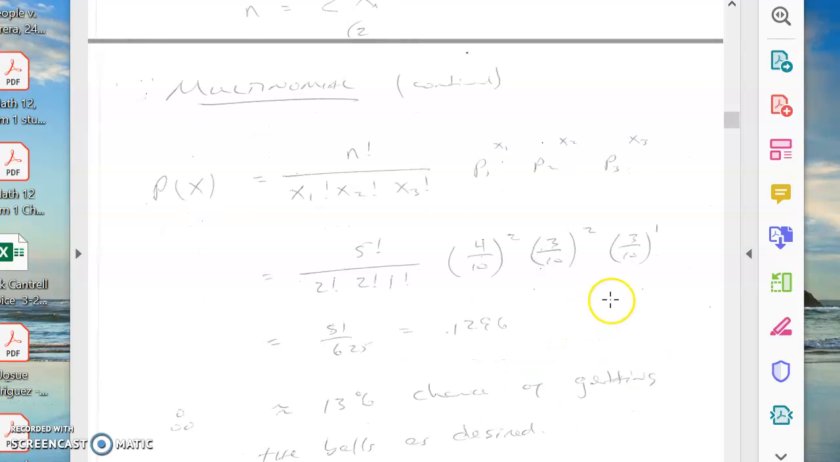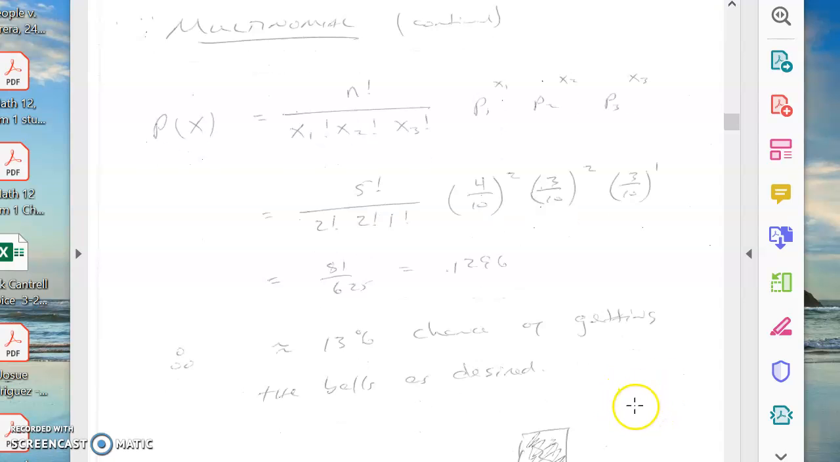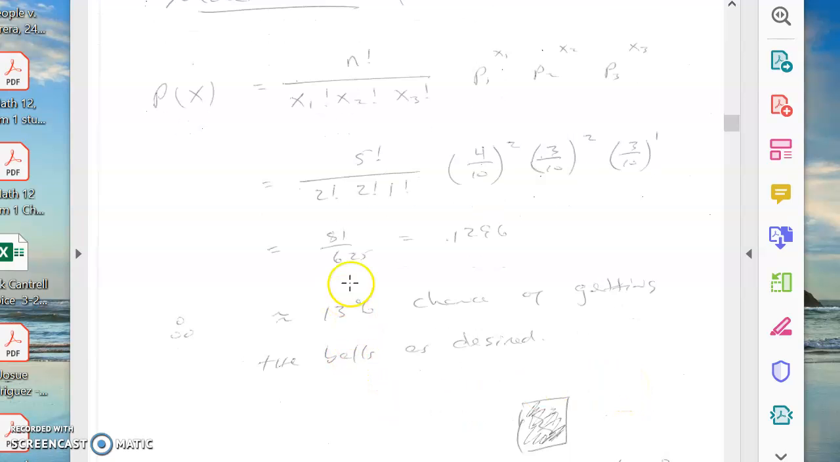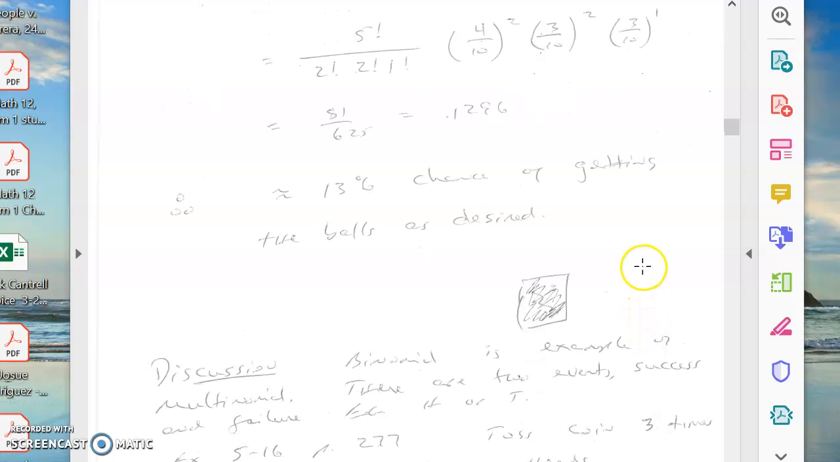You crank this out and you come up with an answer. You have a handy dandy calculator. You don't need a fancy calculator, just a little $5 calculator will do it. You crank this out and you get 0.1296. That's the probability of getting that exact set of balls. Okay, so 0.1296 is approximately 13%. So there's a 13% chance of getting the balls that we desired.